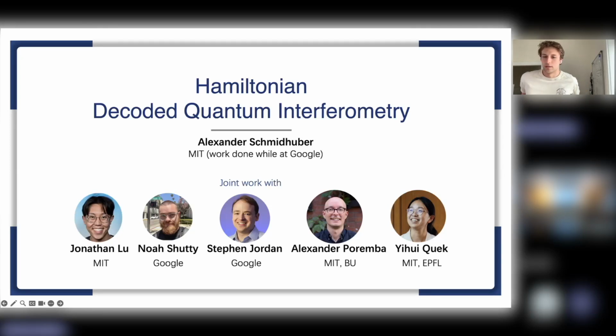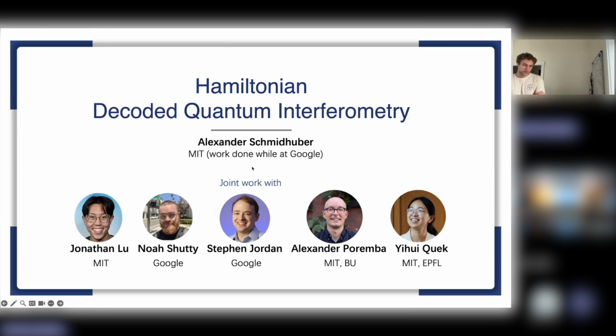My name is Alexander Schmidhuber. Most people call me Sasha. I'm a student at MIT, and I work mostly on quantum algorithms. I'm advised by Aaron Harrow and Seth Lloyd. And I also sometimes work with Google, and in particular this work was done while at Google.